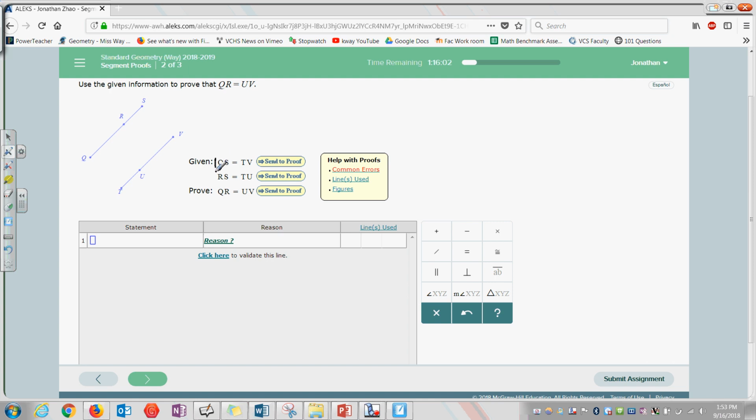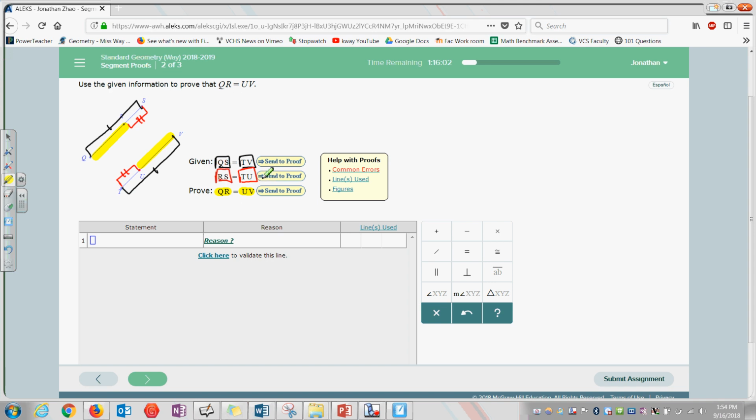We're given the fact that QS and TV are of equal length. So I'm going to hatch mark those. You should just watch. So the blacks are equal. And we're also told that RS and TU are congruent. We're going to try to prove, or explain as a better way, that QR, which is the yellows, and UV are congruent. That's what we're going to try to connect.